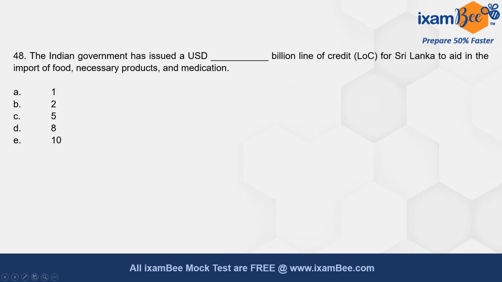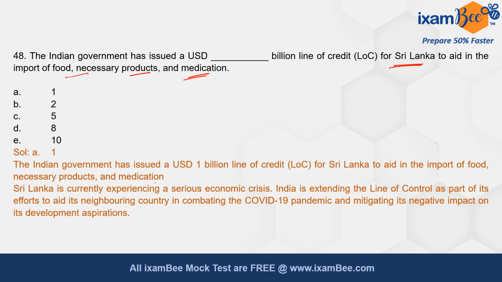The Indian government has issued a USD for how much billion line of credit to Sri Lanka to aid in the import of food, necessary products and medication. Line of credit Sri Lanka को दिया गया है of how much? That is $1 billion. ठीक है. $1 billion of line of credit to Sri Lanka.